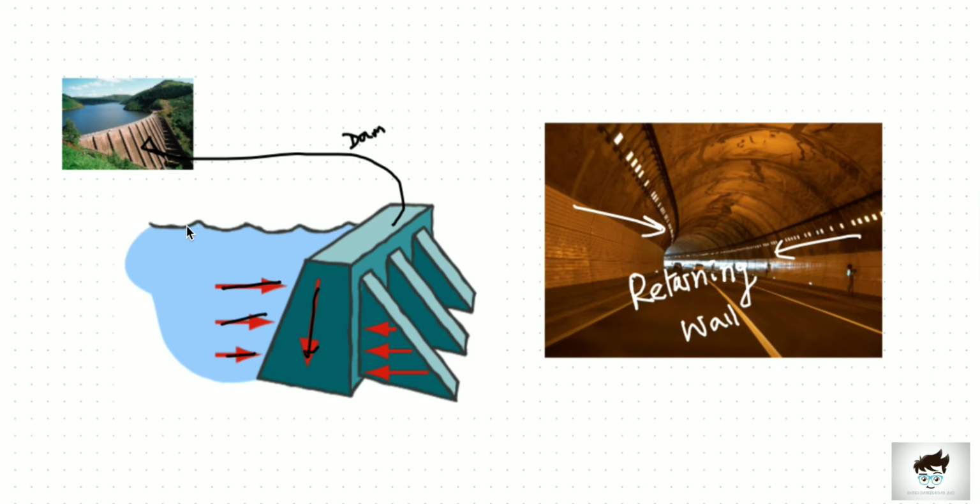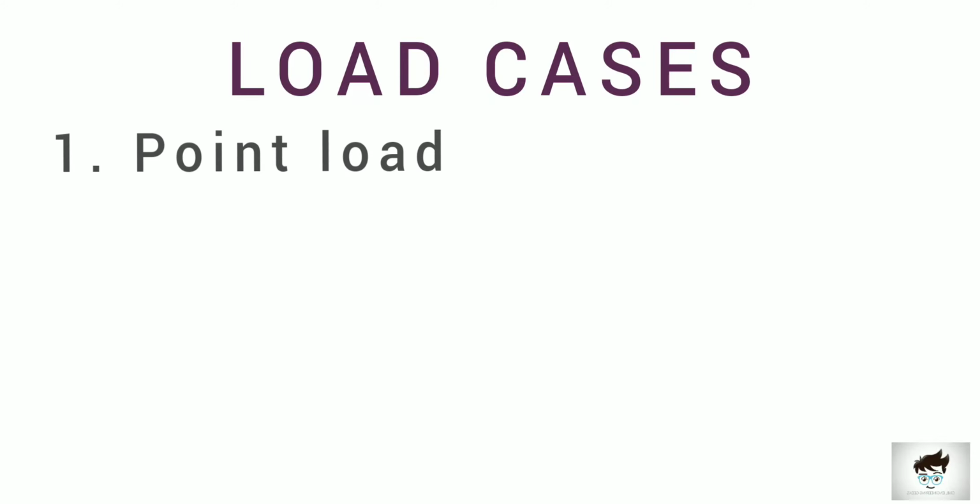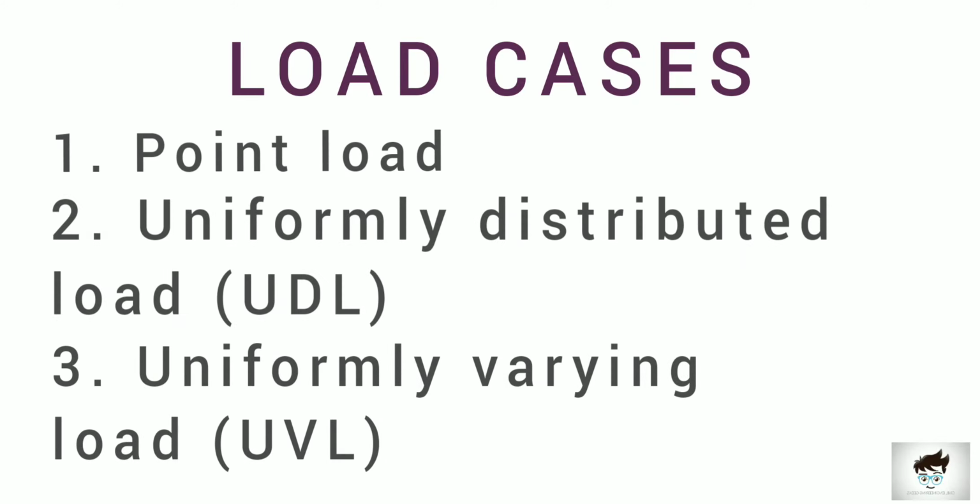What's the weight of the water at the top surface? It is 0. And what's the weight of the water at the bottom surface? It will be the cumulative and the maximum, correct? Yeah. Which will give us the triangular pattern. That is nothing but uniformly varying load. Great.